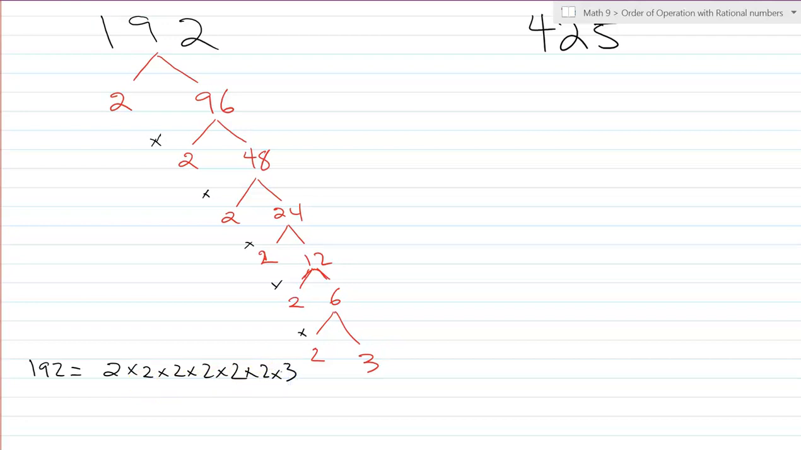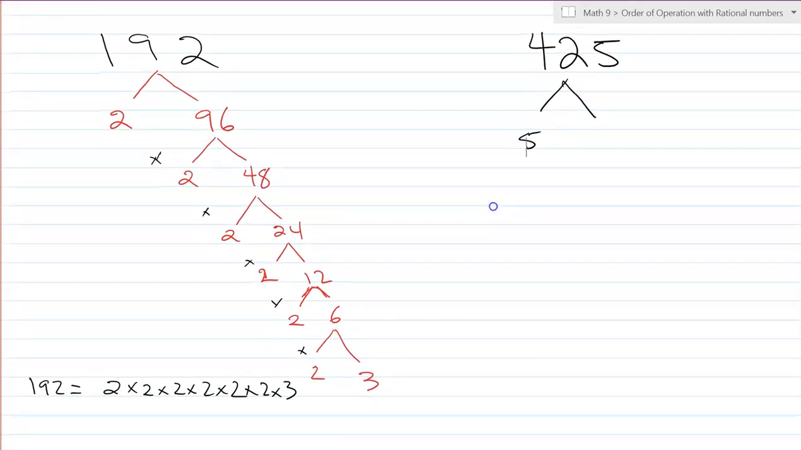That's perfect. Great. 425. We're going to write that as a product of its primes. We notice that 2 doesn't go into it because it's not an even number. 3 doesn't go into it because the divisibility rule for 3 doesn't apply: 4 and 2 is 6, and 5 is 11, and 1 and 1 is 2, which doesn't go into 3. So 5, it is divisible by 5.